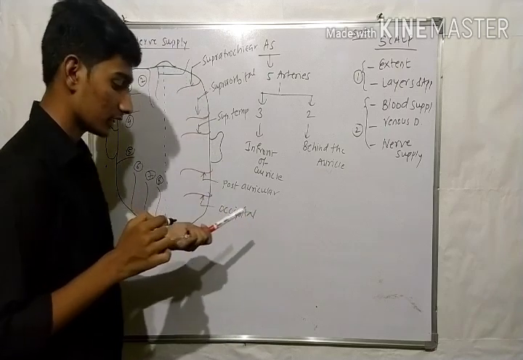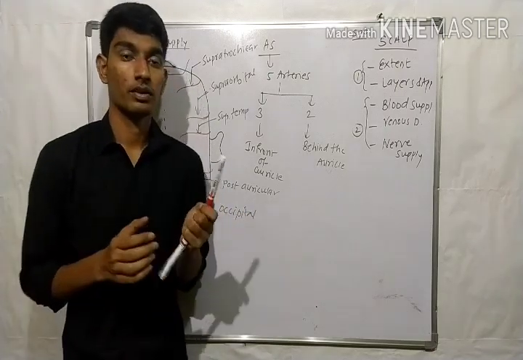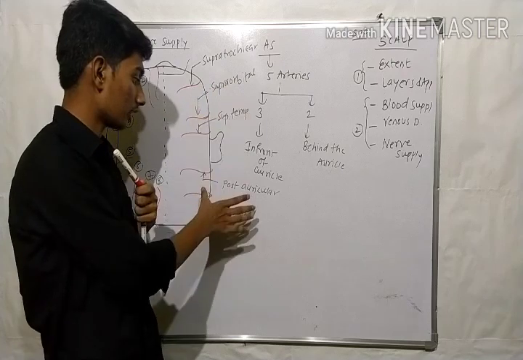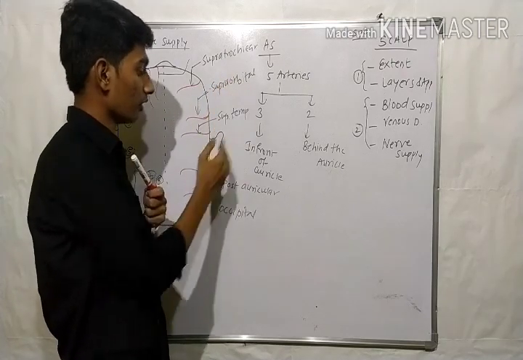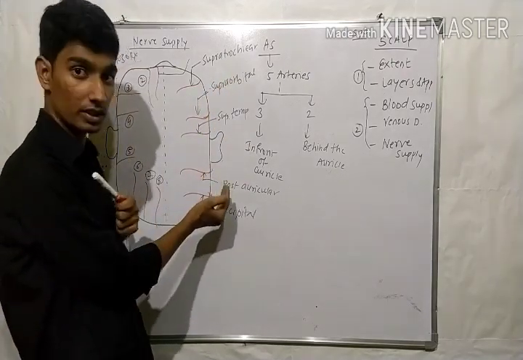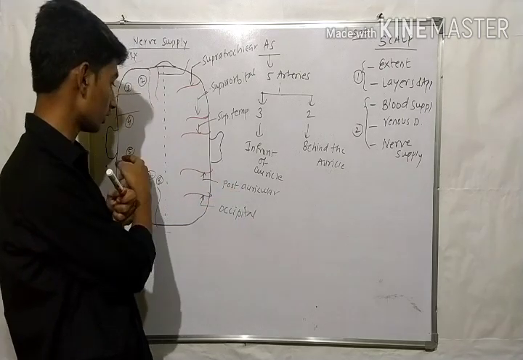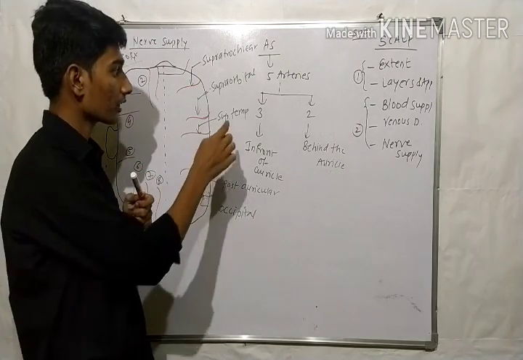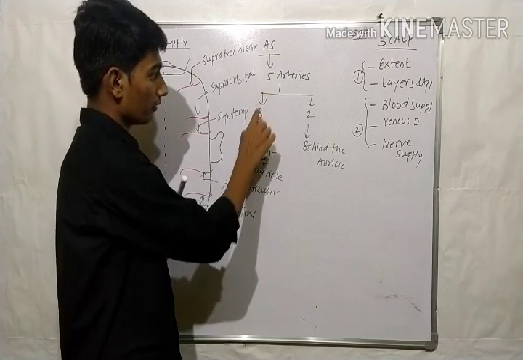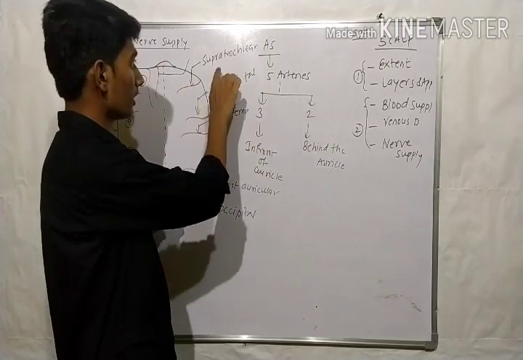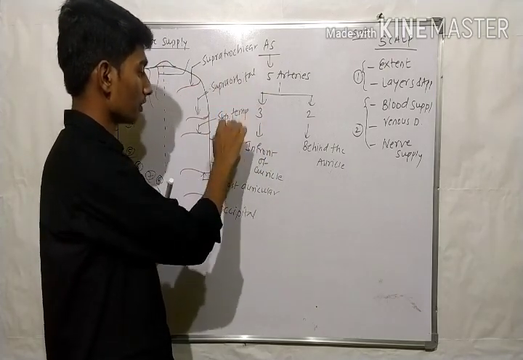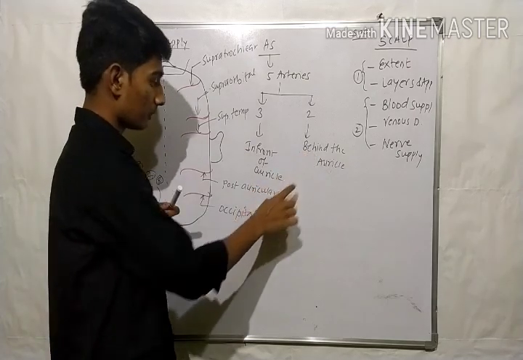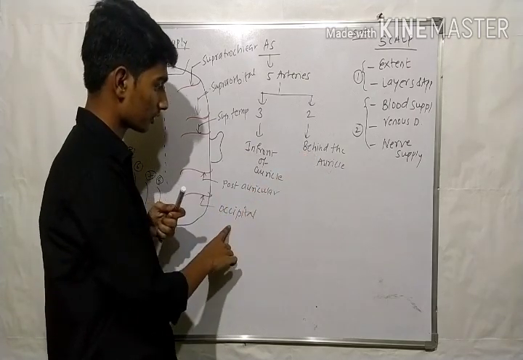These are the five arteries on each half of the midline, which means these 5 are also present on the other side. Out of these 5, 3 are present in front of the auricle, that is supratrochlear, supraorbital, superficial temporal, and 2 are present behind the auricle, posterior auricular and occipital.